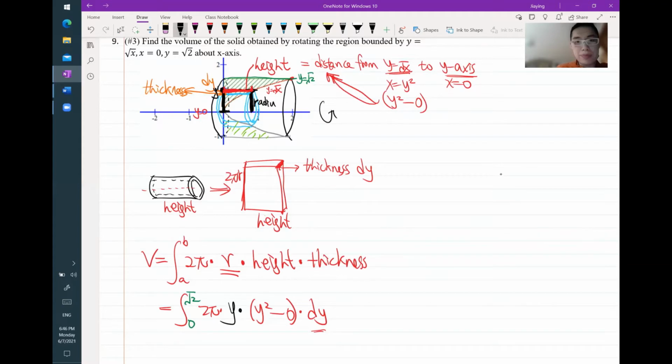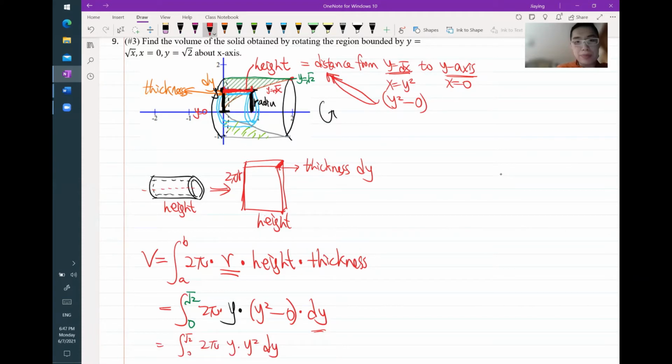You can drop the minus 0 there. Just rewrite it one more step. Integrating from 0 to square root of 2, bring out 2 pi if you like, or just leave it in there, doesn't matter, y times y squared dy.